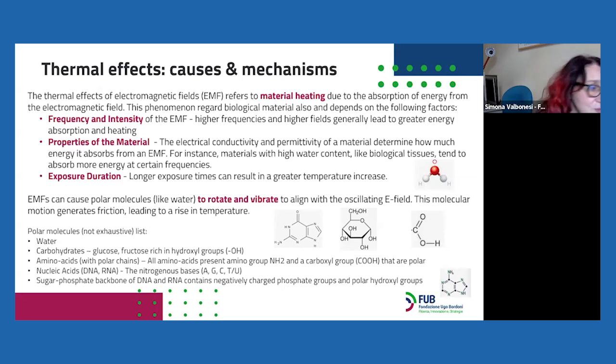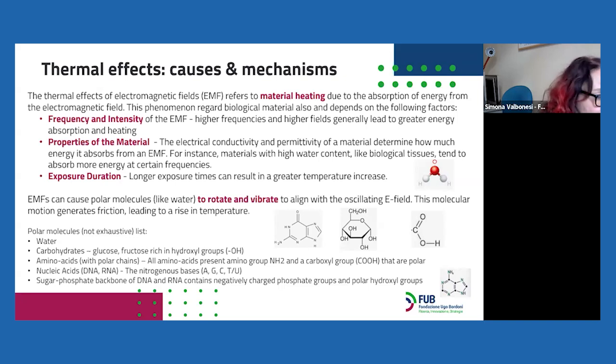on different factors: frequency and intensity of the electromagnetic fields. Higher frequency and higher fields generally lead to greater absorption and heating. Properties of the material: the electrical conductivity and permittivity of a material determine how much energy is absorbed from an electromagnetic field. And exposure duration: longer exposure time can result in greater temperature increase.